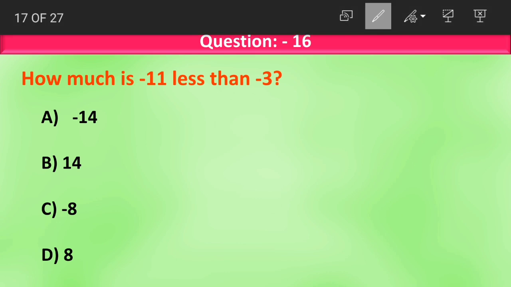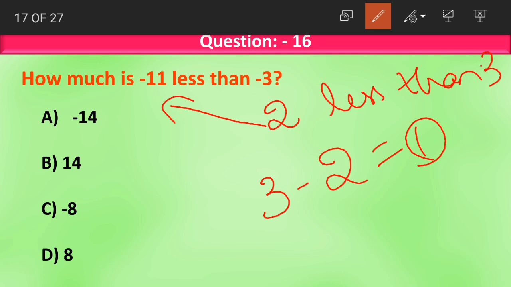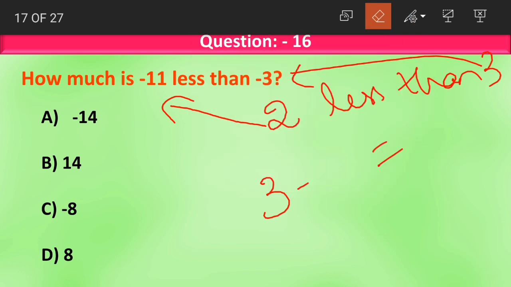Now look at the question, class. What are they asking? How much is minus 11 less than minus 3? If you understand this question from a positive integers point of view, I am taking an example. How much is 2 less than 3? If I ask you how much is 2 less than 3, how will you say? 3 minus 2 is equal to 1, right? So in the place of 2 we are having minus 11. In place of 3 we are having minus 3. I'll replace those numbers here. Okay. Minus 3 minus of minus 11. Understood?